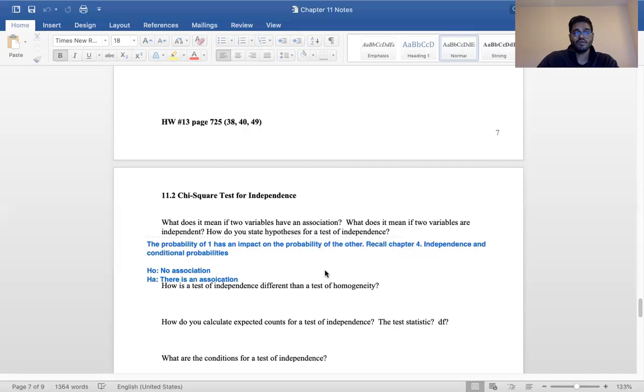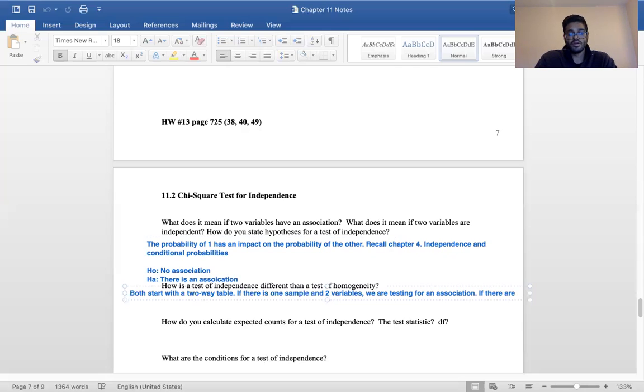So how is the chi-square test for independence and the test for homogeneity different? They both start with a two-way table. If there's one sample and two variables, we are testing for an association between the two things.